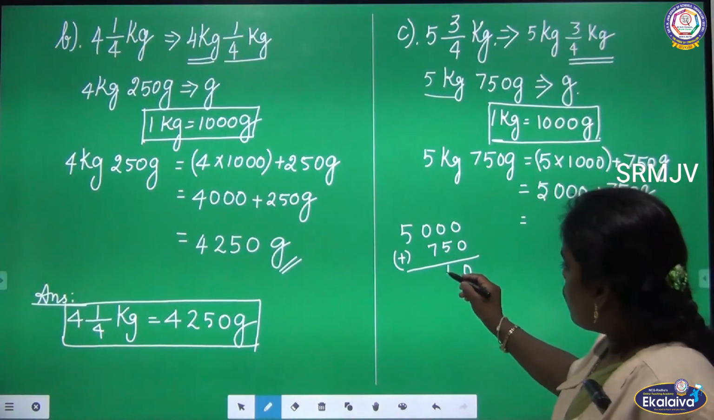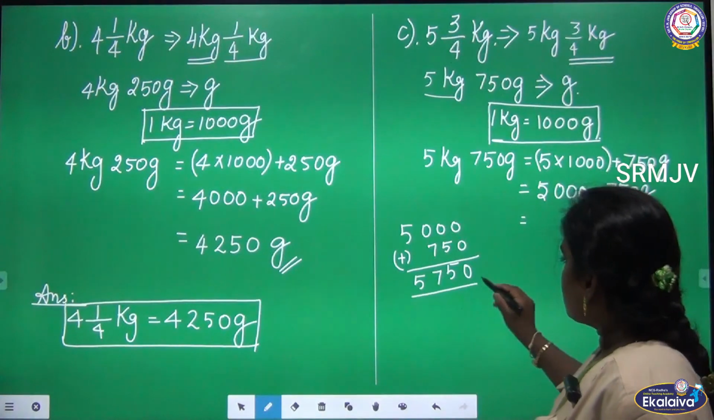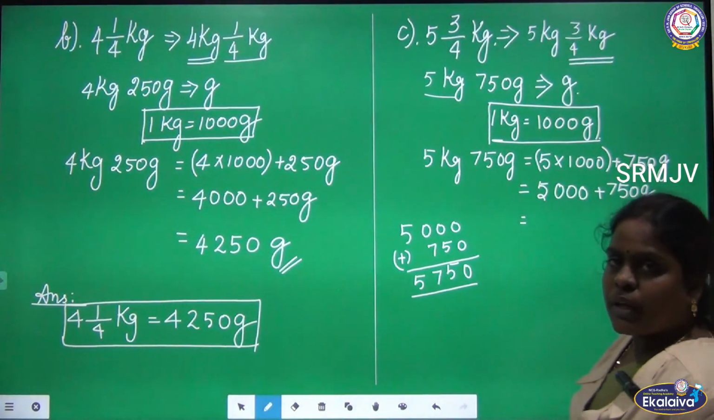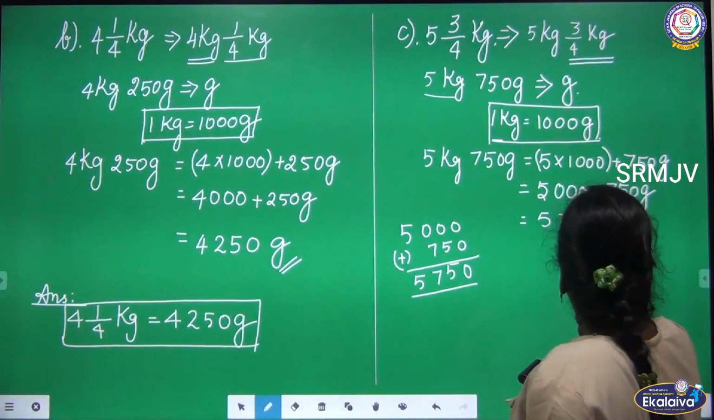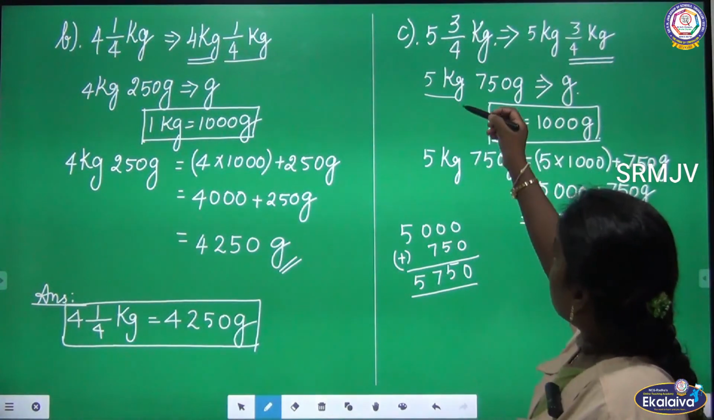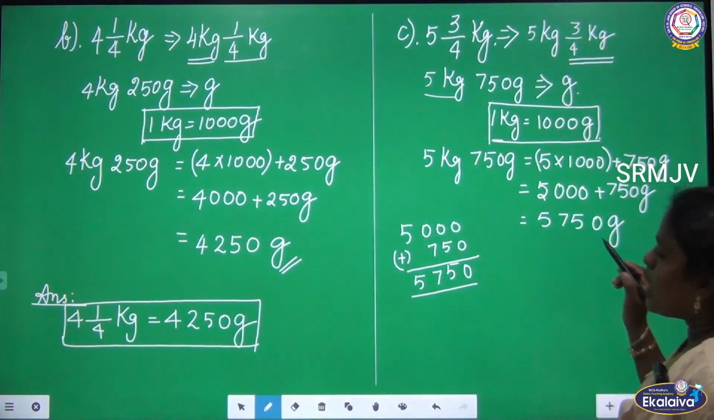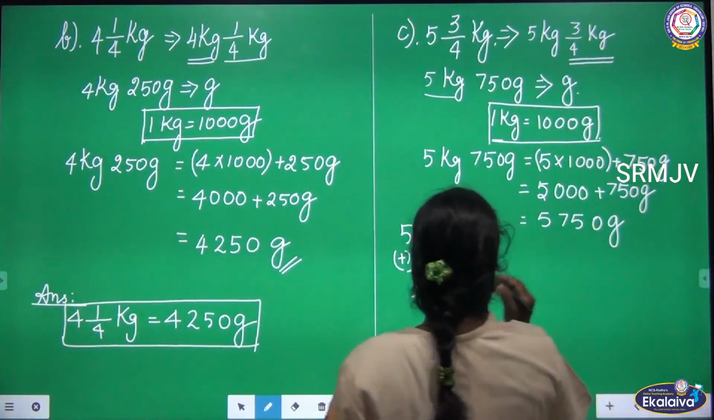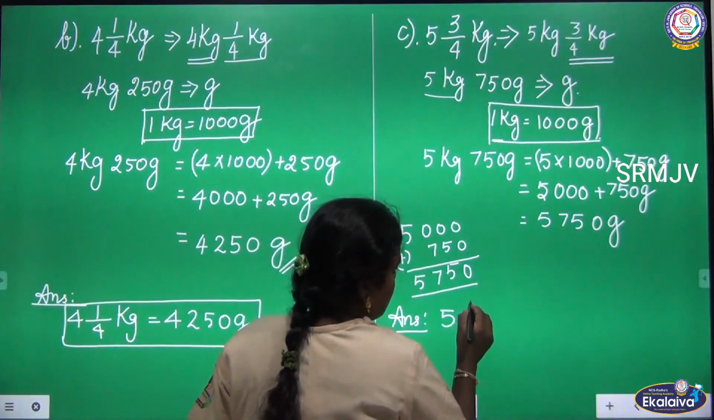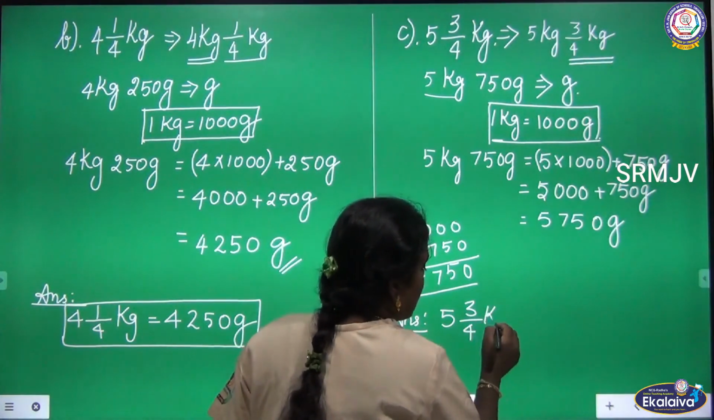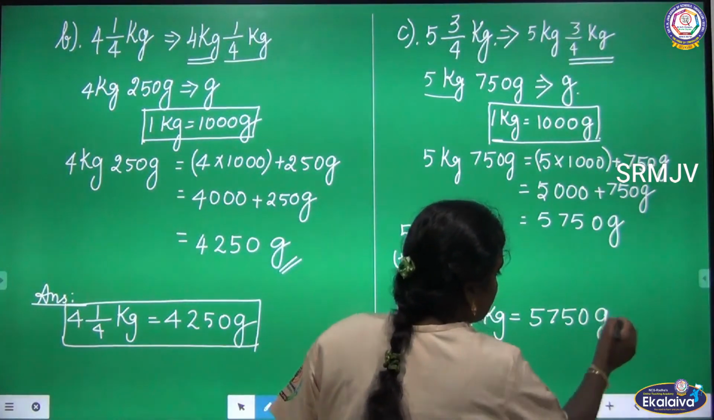0, 5, 7 and 5. So if you add these numbers, you can get the sum 5750 gram. So if you convert 5 3 by 4 kilogram into gram, you can get 5750 gram. So let us write the answer. 5 3 by 4 kilogram equals 5750 grams.